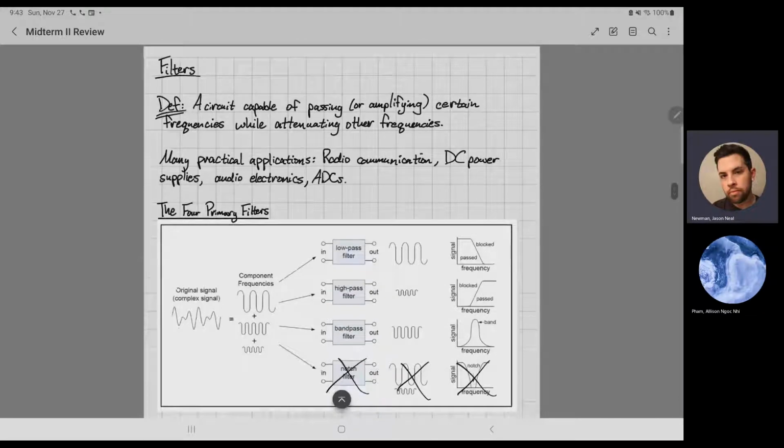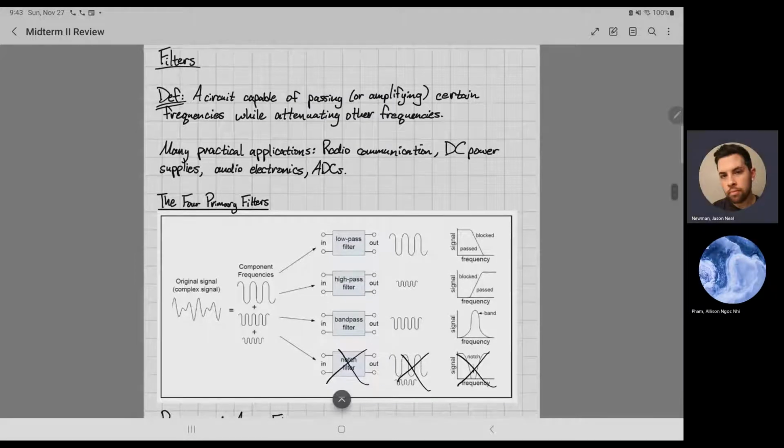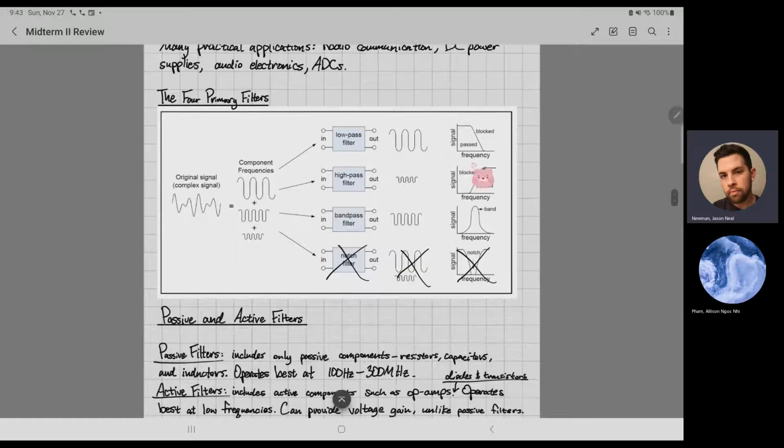But anyways, we're going to talk about filters a little bit. We talked about this in the second video as well, but this is just a brief overview. You know that filters are just meant for passing or amplifying certain frequencies while attenuating other frequencies. This is the graphs of these frequencies. So obviously the low pass filter, as the name implies, passes low frequencies and blocks high frequencies. High pass filter, as the name implies, passes high frequencies and blocks low frequencies. And the band pass filter is a single band of frequencies that it tries to pass only.